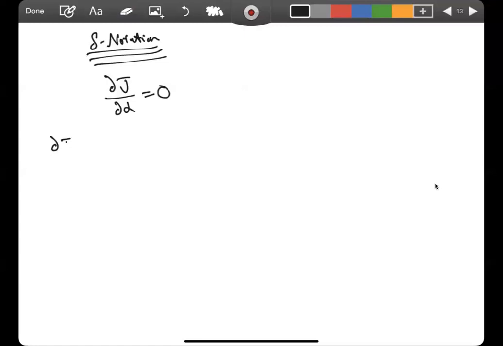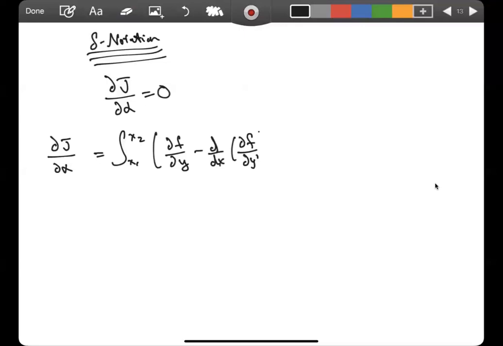So we're going to start off with our j with respect to alpha, which is equal to the integral from x1 to x2 of the partial of f with respect to y, minus the full derivative with respect to x of the partial of f with respect to y prime. And then they're going to get their eta, and we integrate over dx. Now, typically, the delta notation is a simpler way of writing this, in that I multiply both sides by alpha, and then we define this thing to be simply the variation of j.